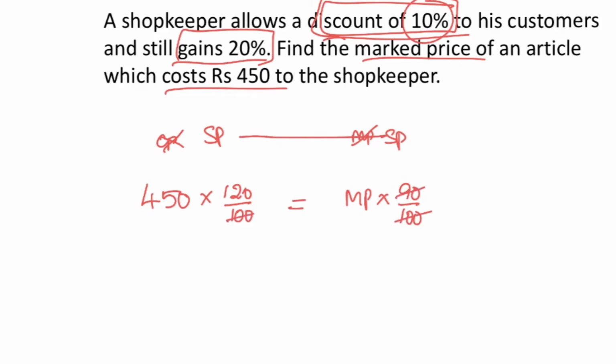100 cancel, 90 once, 95 times. So market price is 120 into 5, 600 rupees. That is what is asked. Find the market price. It is 600 rupees.